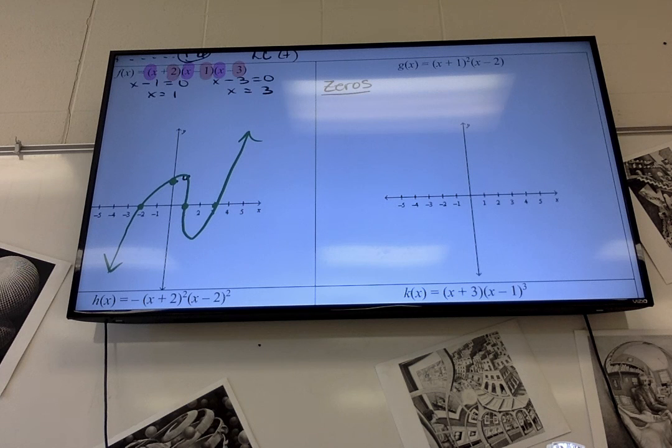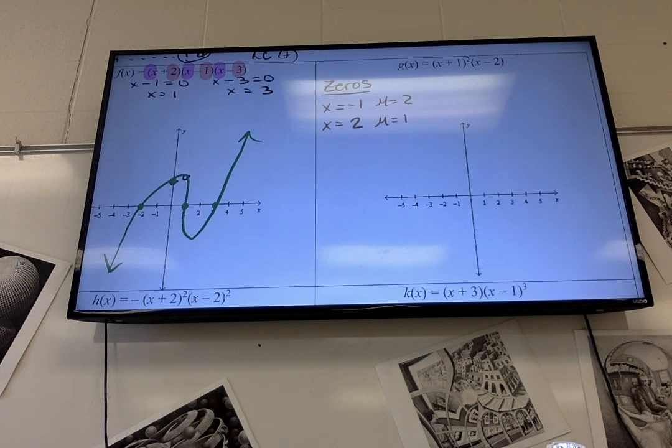All right, Tyler, give me the zeros. -1 and 2. Yeah. And what about the multiplicity of those zeros? Anybody? -1 would be 2, and 2 would just be 1. Yeah, so because x plus 1 is squared, that means it has a multiplicity of 2. So it's going to be tangent to the x-axis.